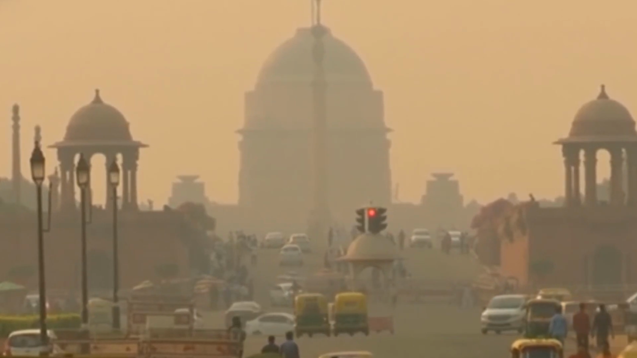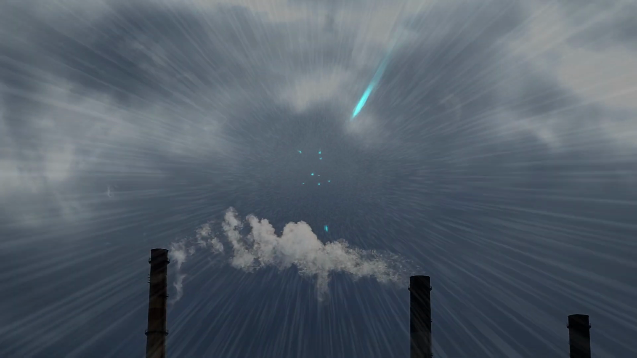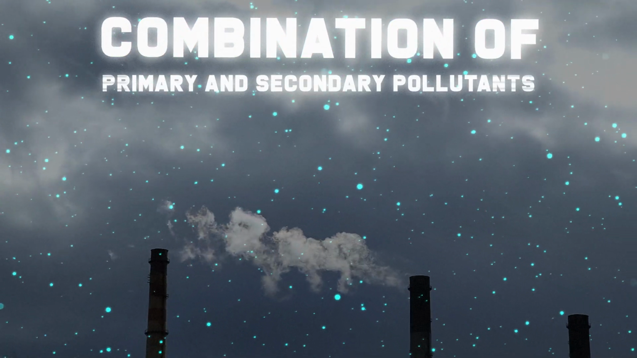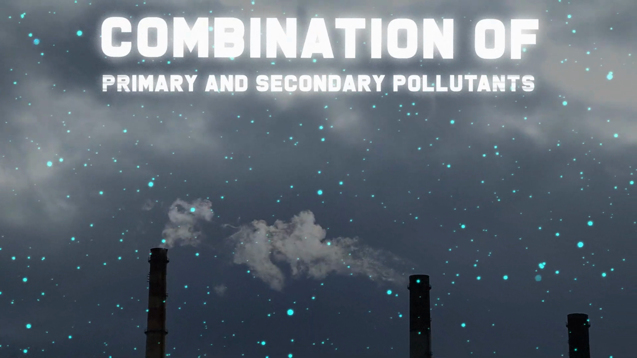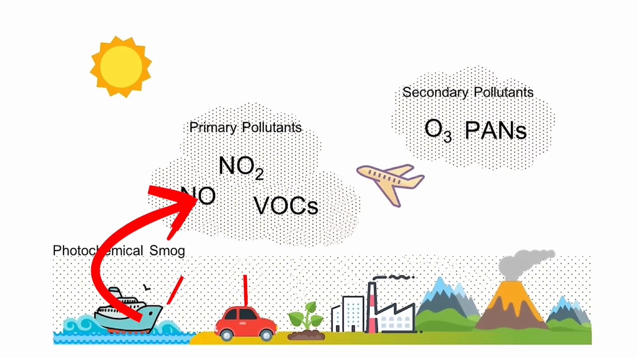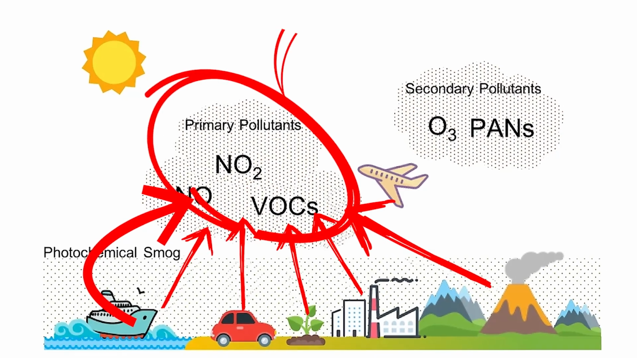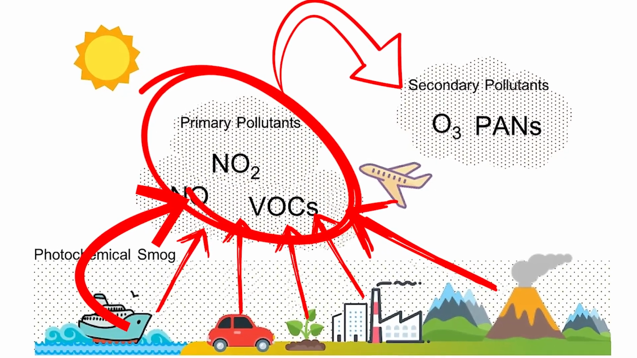Air pollution isn't a single entity, but a combination of primary and secondary pollutants. Primary pollutants are directly emitted from sources, while secondary pollutants form when primary pollutants react in the environment.